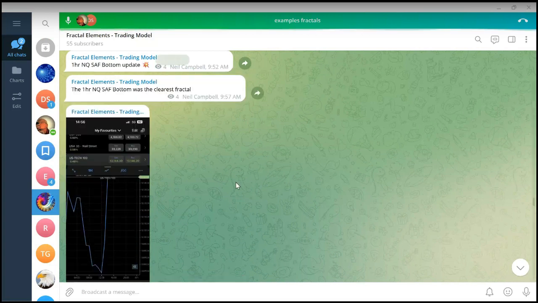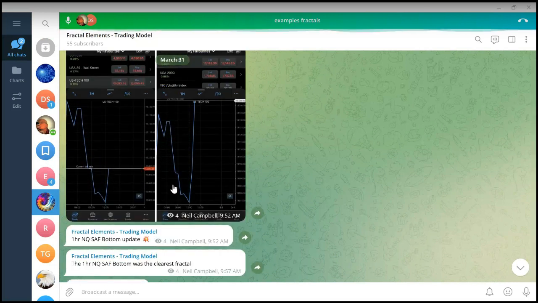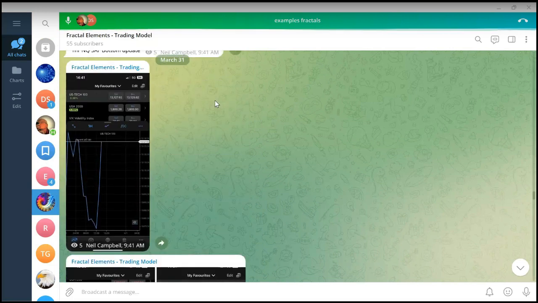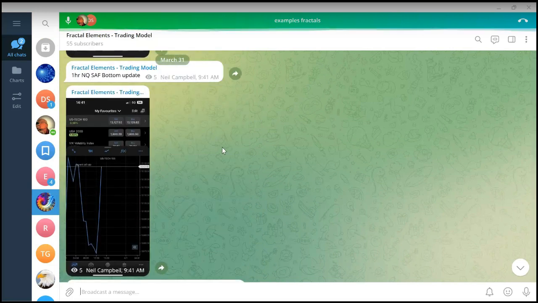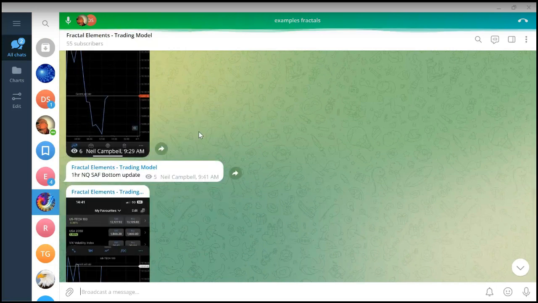Let's go up a little bit more here. There's his update on the fractal bottom here. 1, 2, 3, 4, 5, straight up. And it went way above support here. So that was higher. And I think on Friday, it went pretty high. There's his update on the NQ again. And that's how it started.